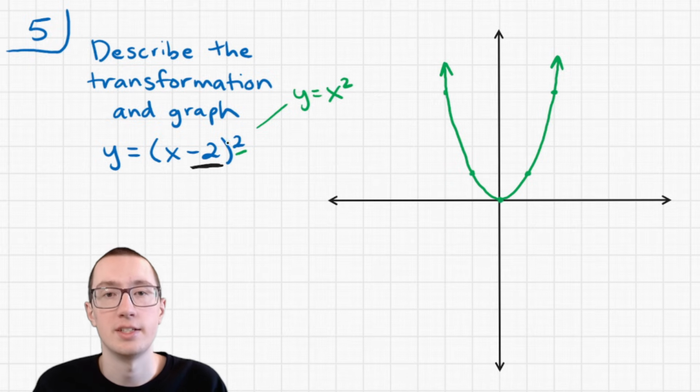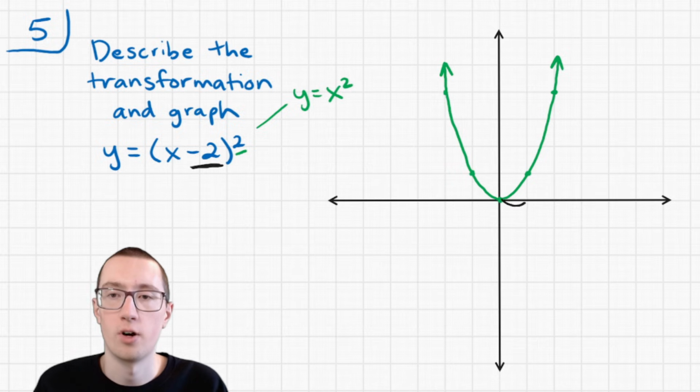But in this case, we have it inside the parentheses. The minus 2 is also being squared. And that means we need to either move it left or right. But when it's inside the parentheses, it's actually the opposite of what you might think. A minus sign in parentheses actually means going to the right, and a plus sign means going to the left. If you want to understand more of why that is, you can go ahead and check out the full video in the description. But all you really need to remember is that if it's in the parentheses, it's left or right, and it's the opposite of what you might think it is. So minus means to the right. So we need to move the entire graph 2 squares to the right.